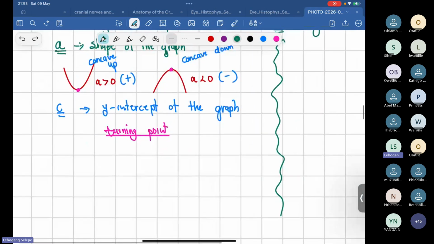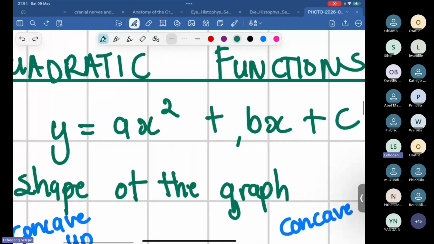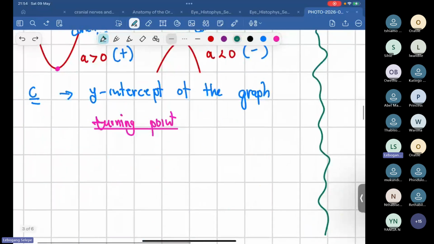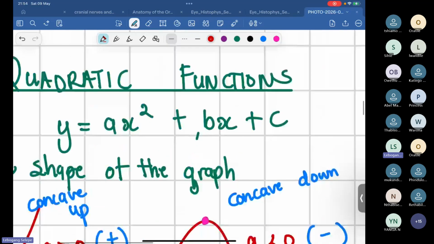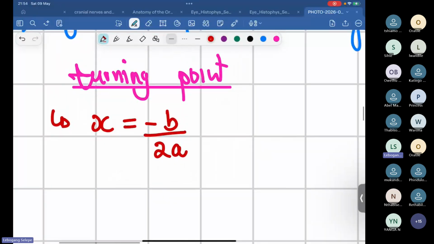Now, how do we calculate the coordinates of the turning point if you are given a function like this? To calculate the coordinates of the turning point, you must use the equation x equals negative b over 2a, which gives us the x value. Some people prefer completing the square to find both the x and y values, but I feel like it's easier if you do this, where you find the x value of the turning point.